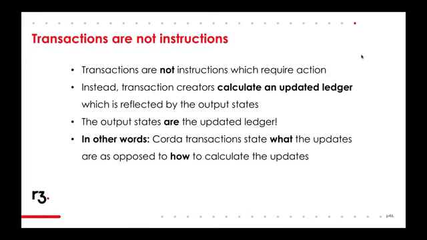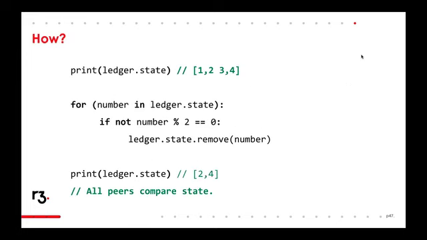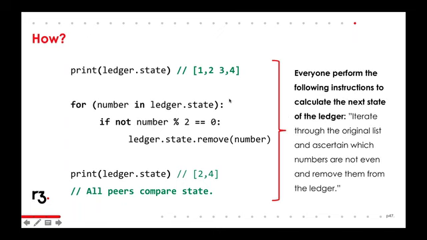So we've just got a very, very quick illustration here. This is how Ethereum or Fabric may work. You have the current state of the ledger, which is a list. It's actually just a list here of the numbers 1, 2, 3, and 4, and we print that out here. And then we want to update the state of the ledger, and we do that by performing some calculations. What we'd like to do here is remove the odd numbers from the list, and we want the new state of the ledger to reflect the even numbers.